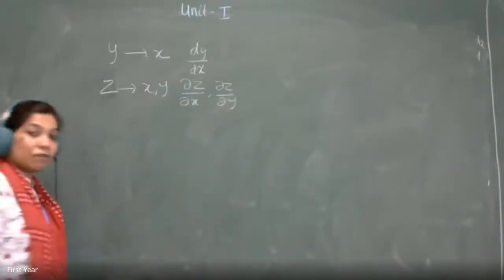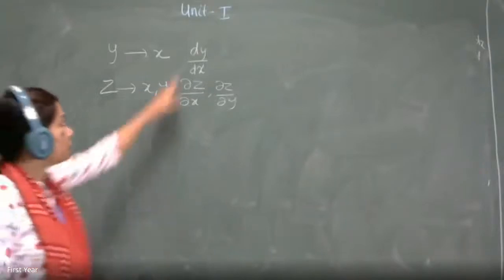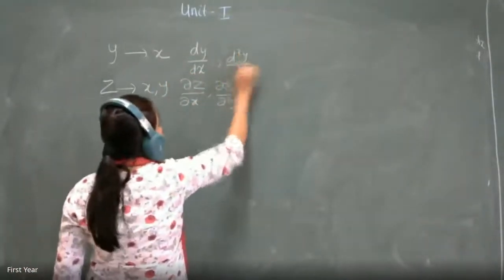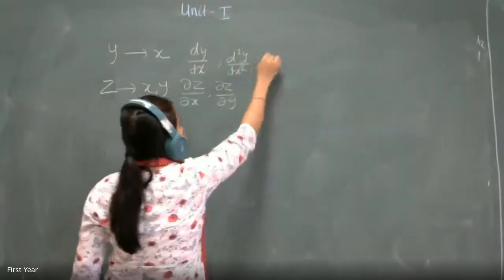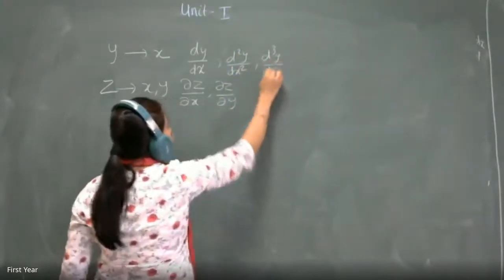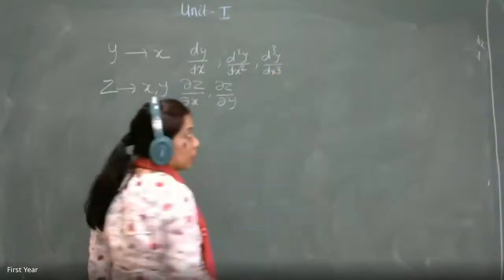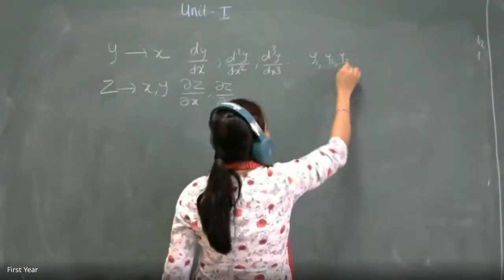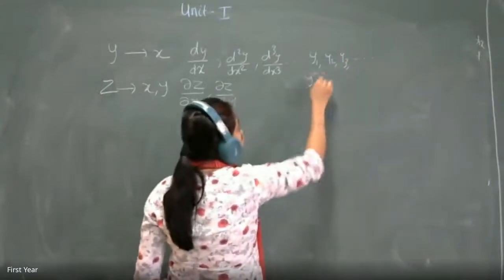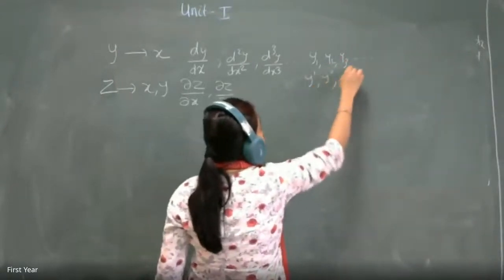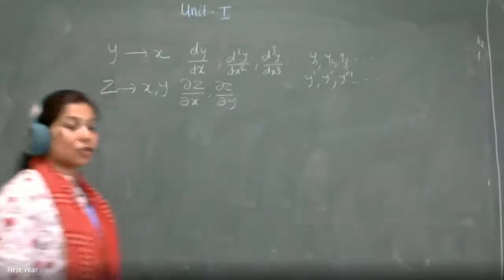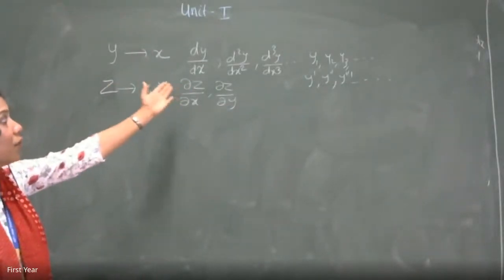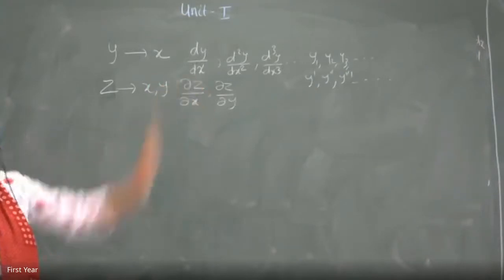So a differential equation can have ordinary derivatives, those are dy by dx. This is first order. d2y by dx square is second order. d3y by dx cube is third order, and so on. The notations also used are y1, y2, y3, and so on, or y dash, y double dash, y triple dash, and so on. These are the notations. So your examples in your university exam may be of this type, either d2y by dx square or y2 or y double dash.